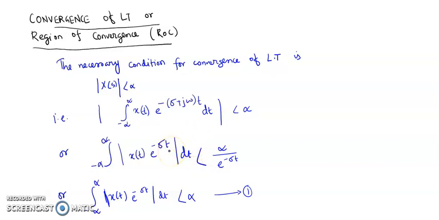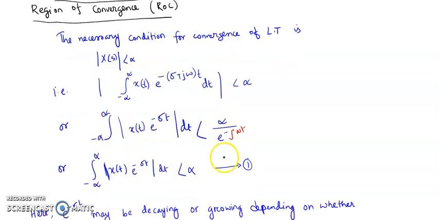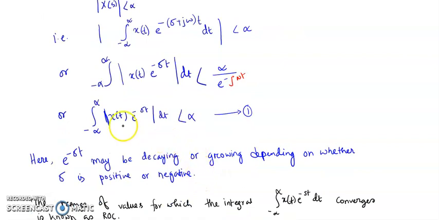One small mistake we can observe here: this integration from minus infinity to infinity of x(t) e^(-σt), if we keep it here, and e^(-jωt), if we take it to the right-hand side in the denominator, then we can write infinity by e^(-jωt). So this value ultimately becomes infinity. This integration can also be written as the integral from minus infinity to infinity of the modulus of x(t) e^(-σt) dt being less than or equal to infinity. So for convergence of the Laplace transform, we get this condition.